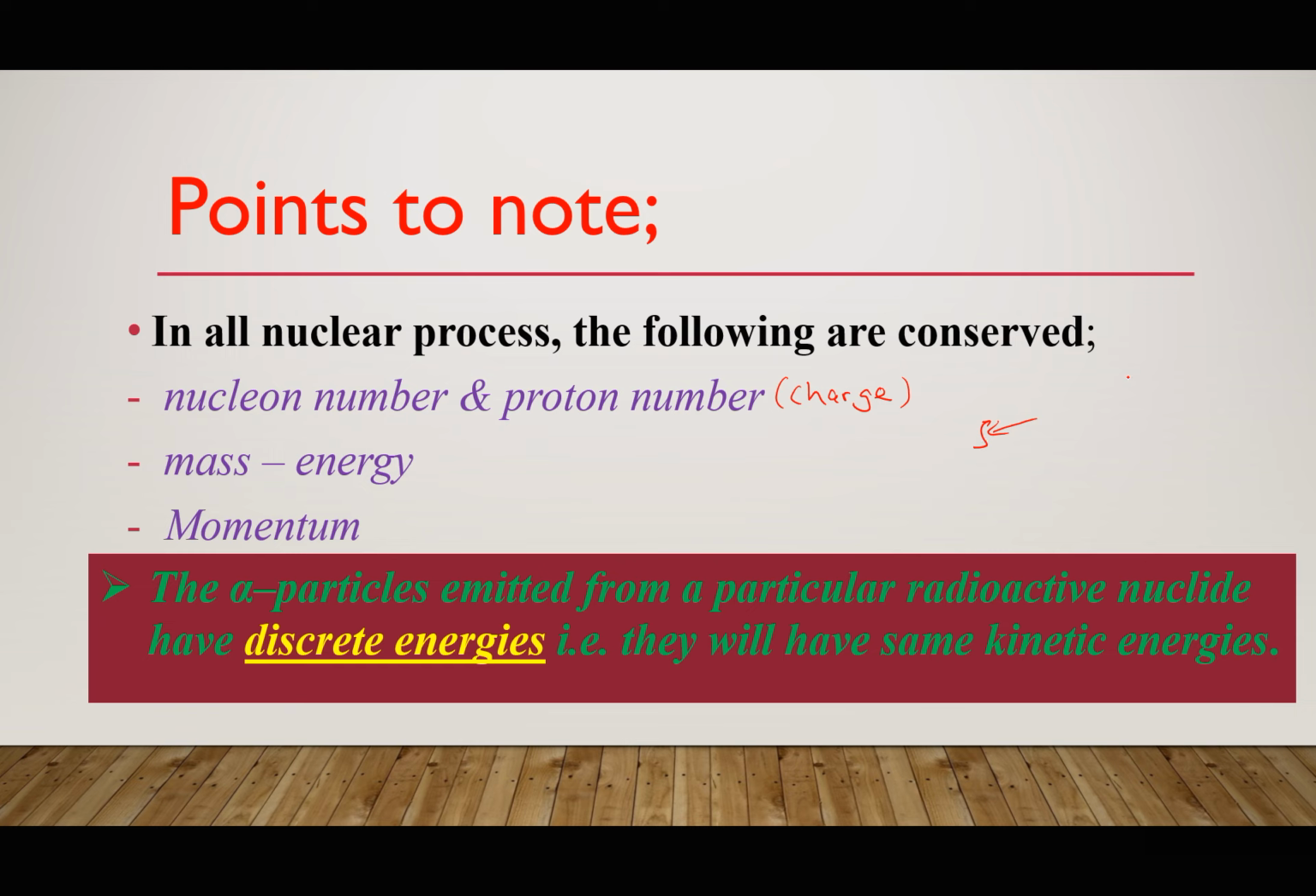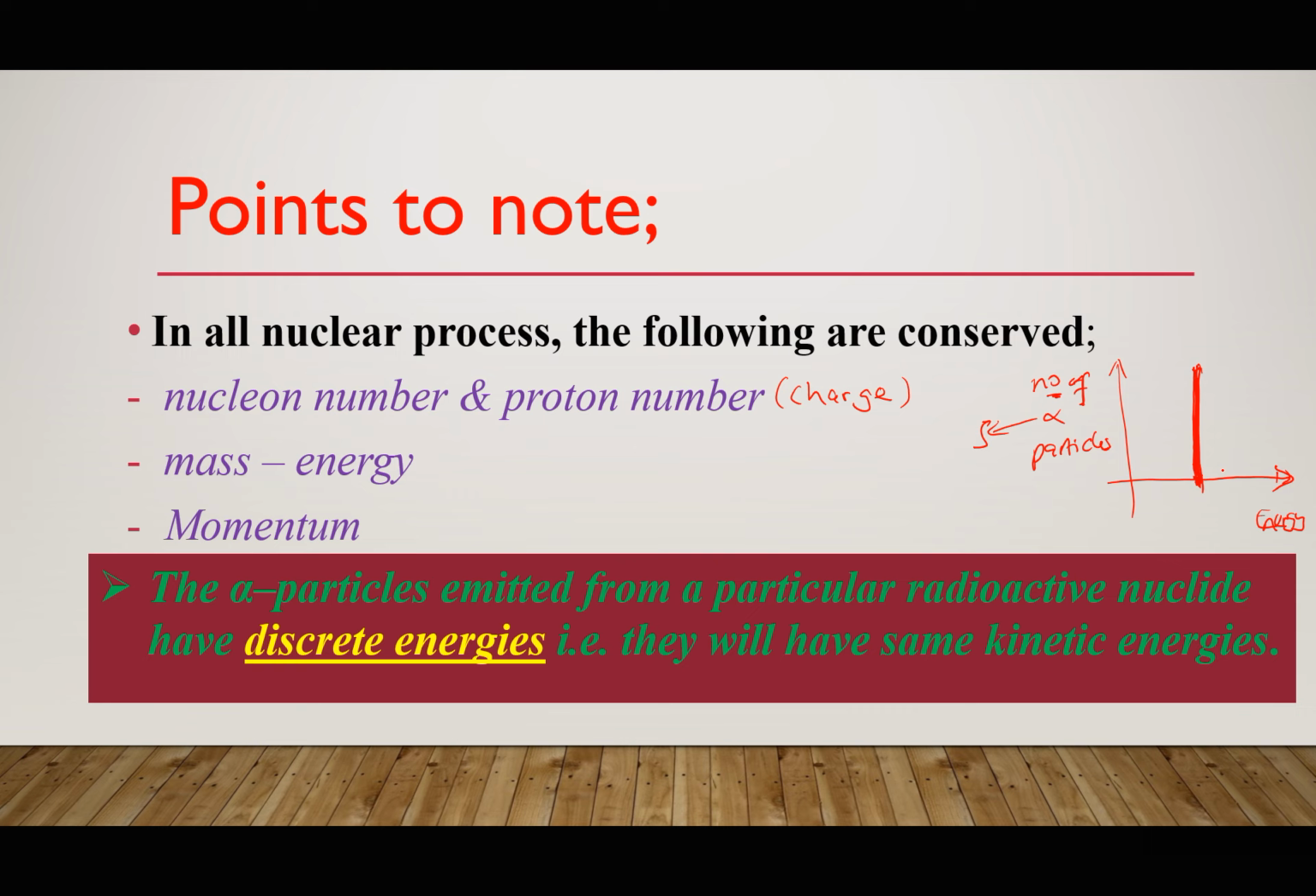If I was to sketch a graph of the number of alpha particles against energy, it is just going to be a vertical line like this one here. Why is it a vertical line? The vertical line is showing a constant amount of energy. It's because alpha particles from a particular radioactive nuclide are always emitted with the same amount of energy. So they're always emitted with discrete energies. So those are the alpha particles.